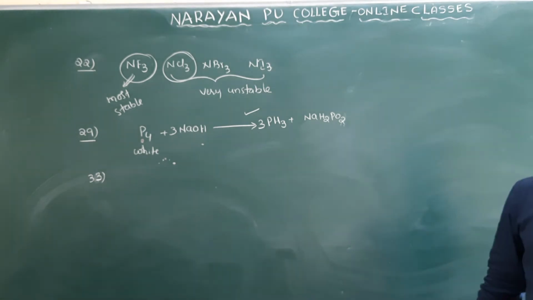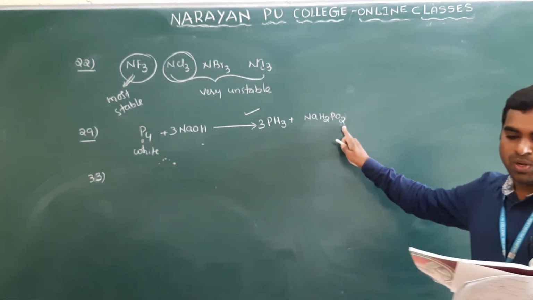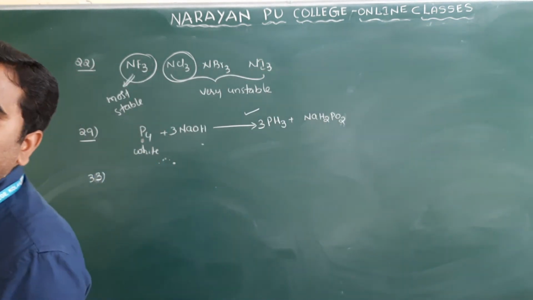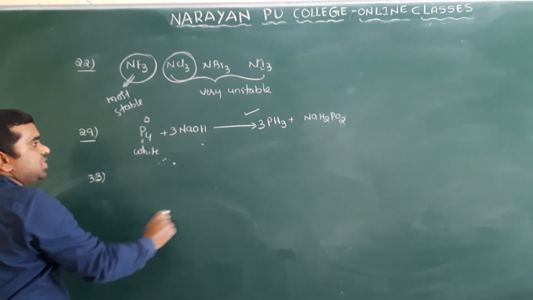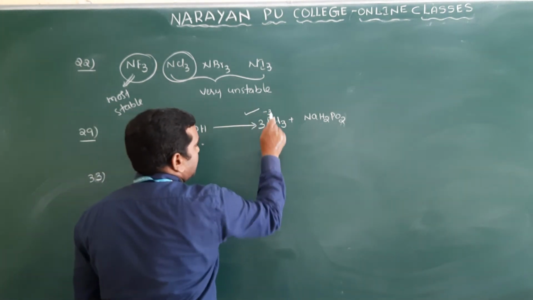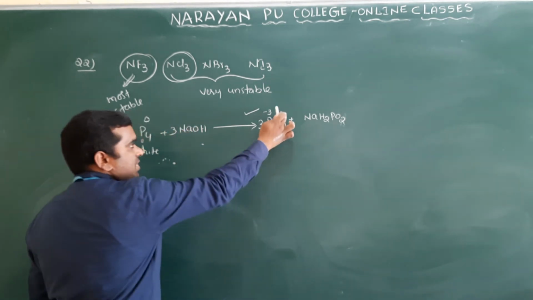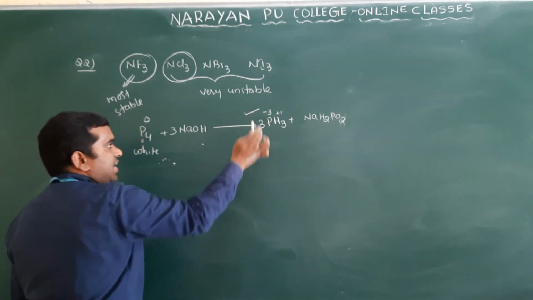White phosphorus reacts with caustic soda. The products are PH3 and NaH2PO2. This reaction is an example of which one? Disproportionation. Why? Because white phosphorus has oxidation state 0, and in PH3 the oxidation state is -3, because hydrogen is +1, and the total is +3 valency and charge, and here -3.